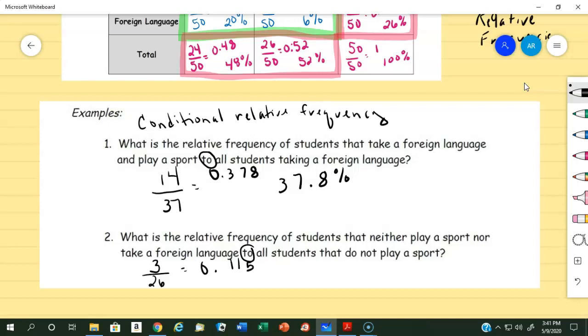And so when I do that math, 3 divided by 26 is 0.115, and then it goes to 3, so I'm just going to leave it with the 3 decimal places. When I multiply that by 100, I get 11.5%. So 11.5% is our conditional relative frequency, where we're comparing the relative frequency of students that neither play a sport nor take a foreign language to all students that do not play a sport. And that is the 3 different kinds of relative frequencies that you would find when analyzing a two-way table.